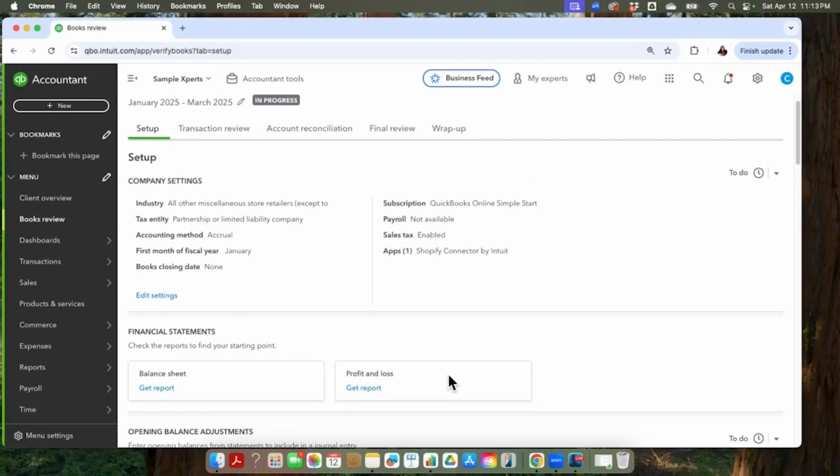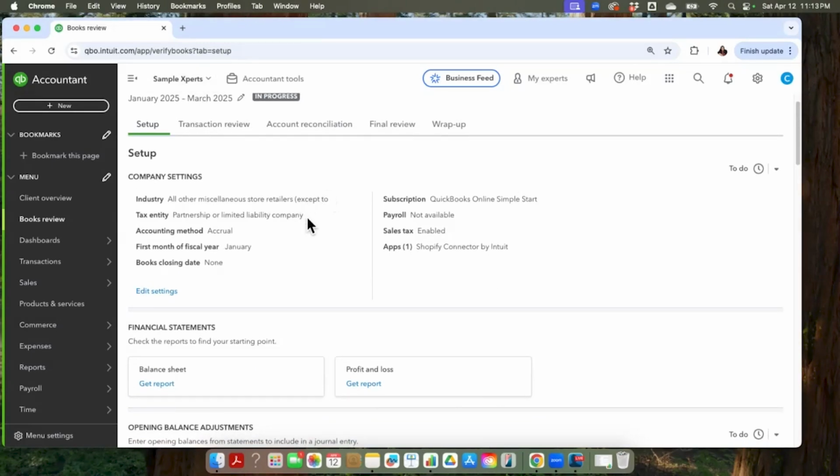All right, so first it's going to show the company setup, whether it is accrual or cash basis. Some people ask, what is cash basis versus accrual? Cash basis means you count the income and the expense when you actually deal with the cash, when you transfer cash in and out.